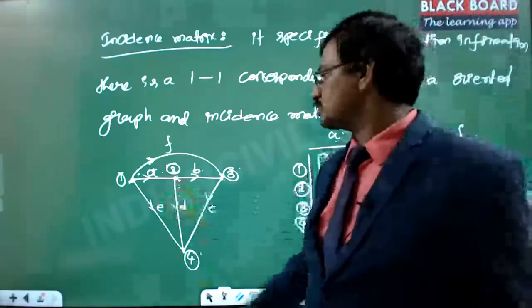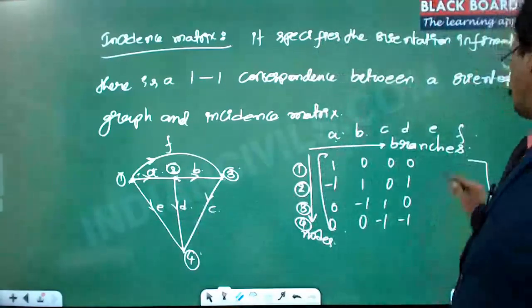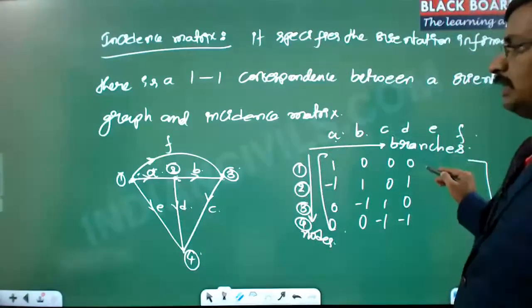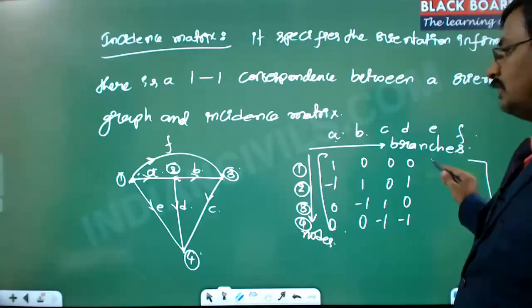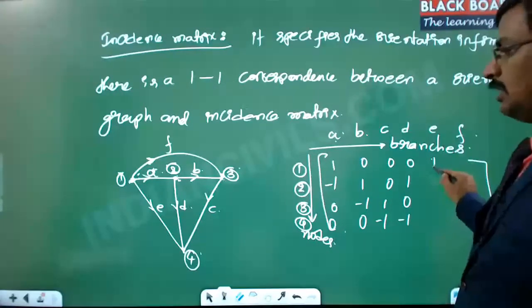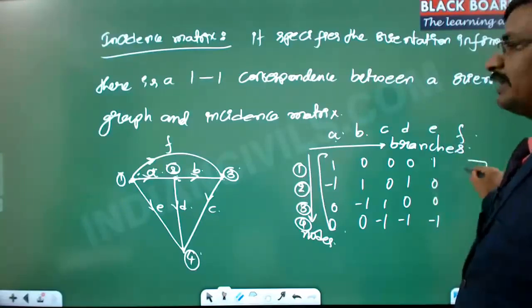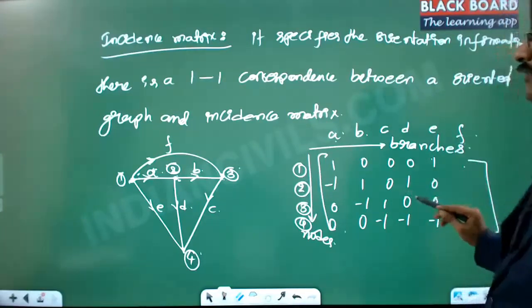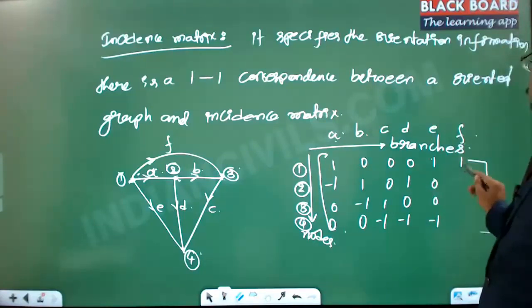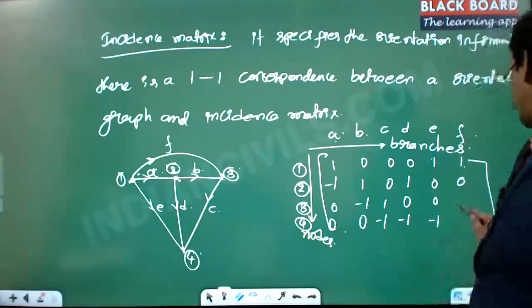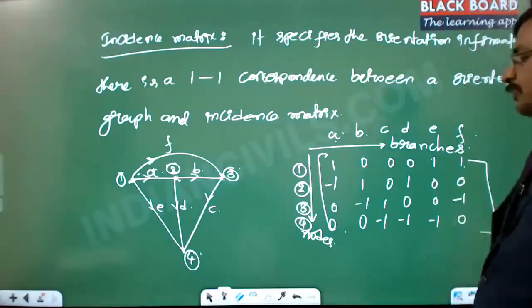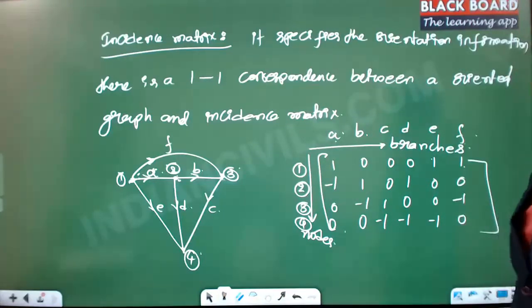And for E, it goes out of 1 and comes to 4. So it goes out of 1, this is +1 and it comes to 4, so this is -1. Remaining values are 0. And for F, it goes out of 1 and comes to 3. So this is +1 and this is 0 and this is -1 and this is 0. Right? And this is how you can finish the matrix.